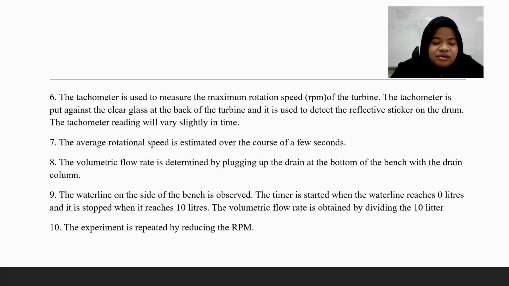The volumetric flow rate is determined by plugging the drain at the bottom of the bench with the drain column. The waterline on the side of the bench is observed. The timer is started when the waterline reaches 0 liters and it stops when it reaches 10 liters. The volumetric flow is obtained by dividing the 10 liters by the time. The experiment is repeated by reducing the RPM.